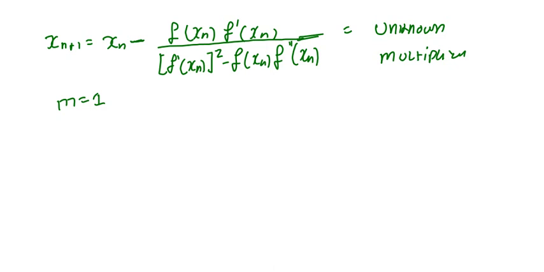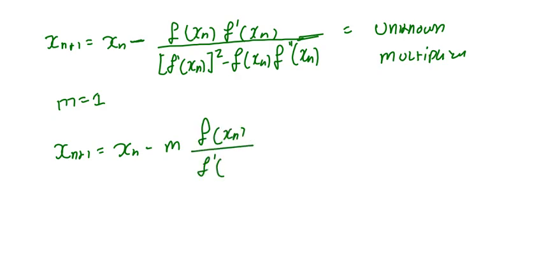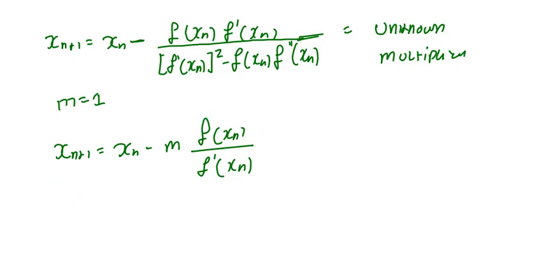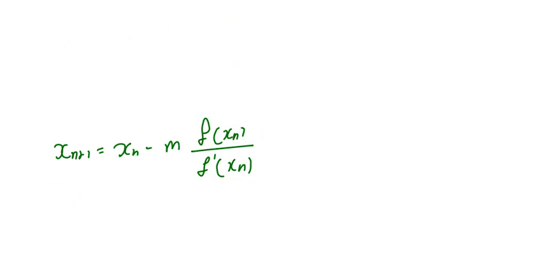So what are we going to use? We're just basically going to use x sub n plus 1 equals x sub n minus m, which is our multiplicity. This is what you use if you have determined your multiplicity. Then you have f of x_n divided by f prime of x_n. So this is basically what I'm going to be using in this part of the question.